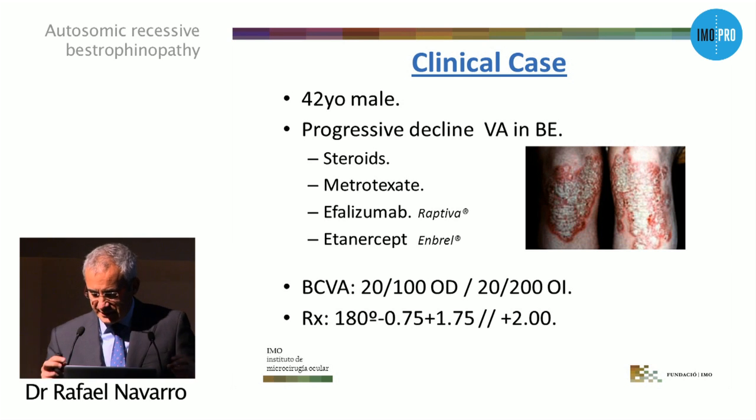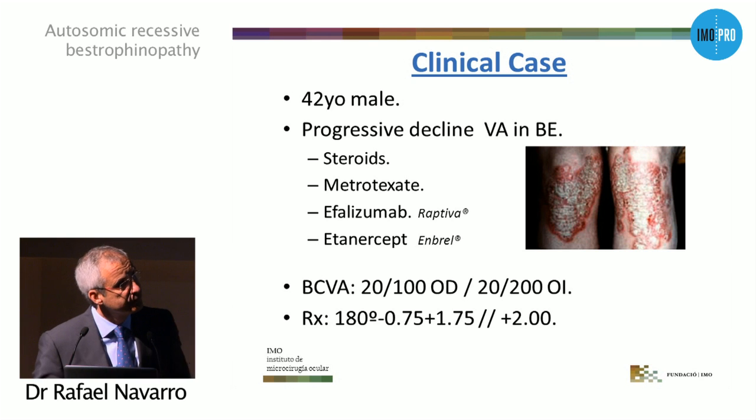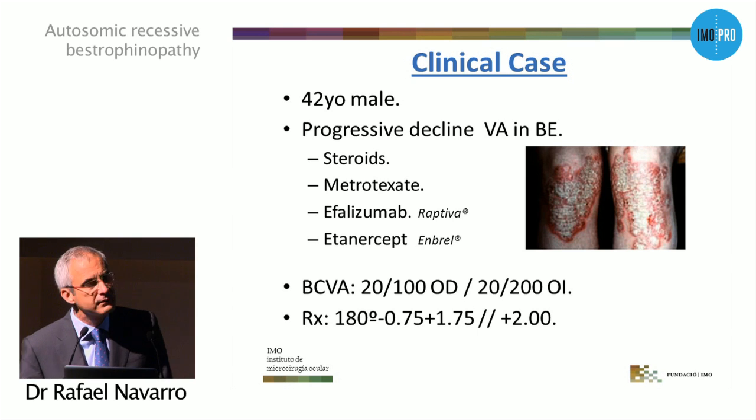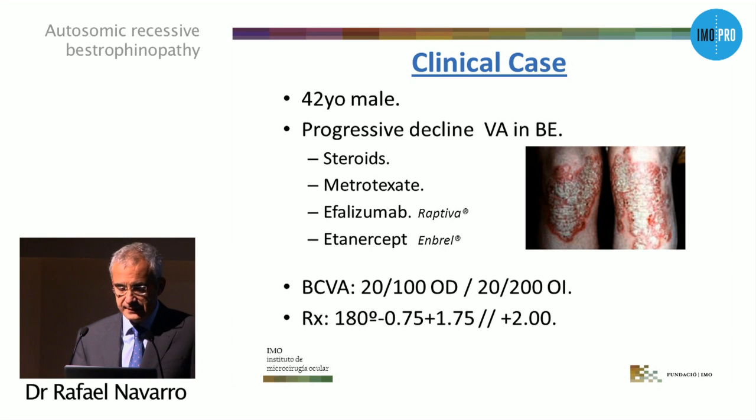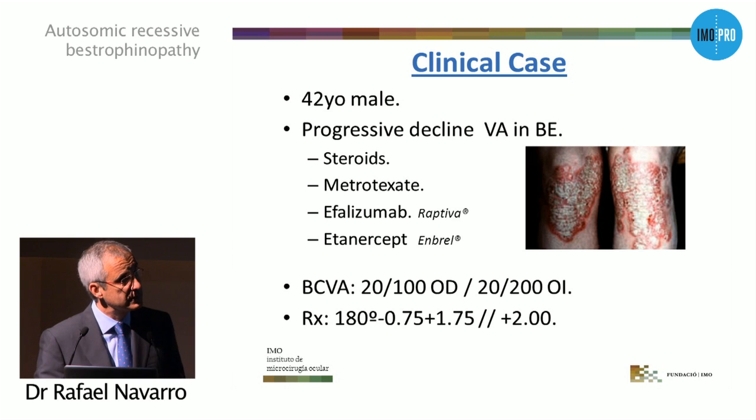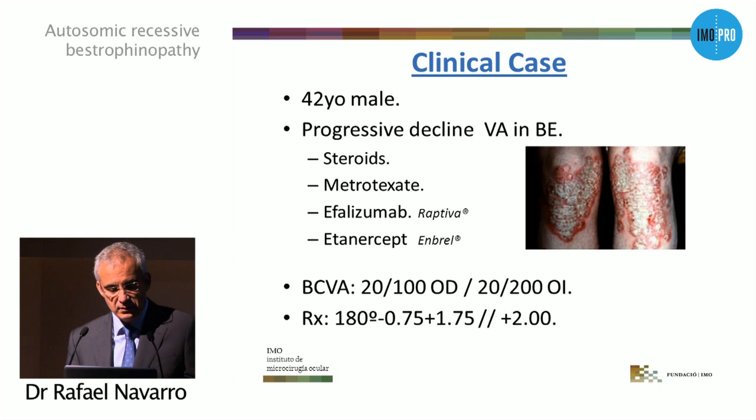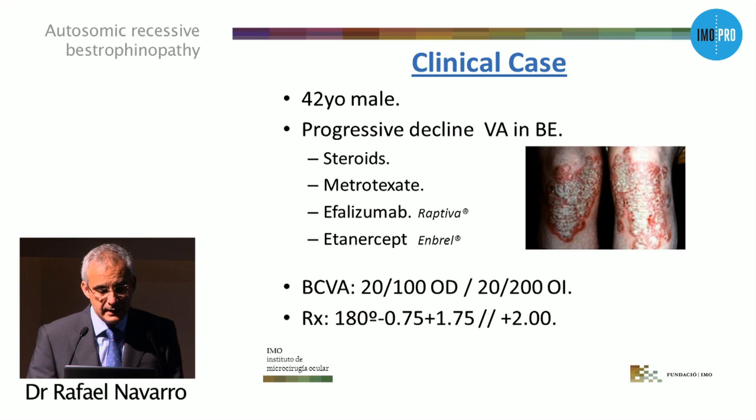I would like to share this clinical case with all of you. This is a 42-year-old male who came to our clinic complaining of visual acuity decline in both eyes. Past medical history reveals severe psoriasis, which has been treated with long-term steroids, methotrexate, and then he switched to efalizumab and etanercept. At presentation, best corrected visual acuity was 20/100 in the right eye and 20/200 in the left eye, and he had a mild hyperopia.